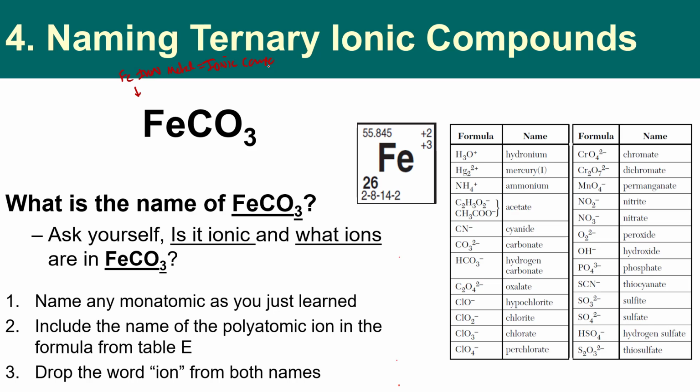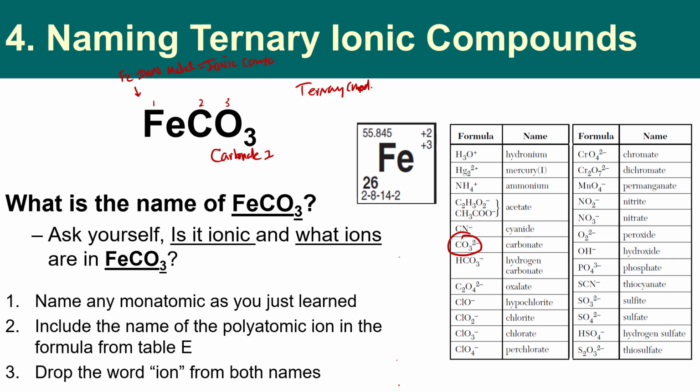That's the first step. Now, what ions are present here? Well, I have iron and I have the CO3 thing. I see 3 different atoms that are here, so I automatically know that this is a ternary compound. So I got to figure out what CO3 is. First thing I'm going to do is go to table E and I go down the column and I see, there's CO3. It's carbonate. So this is a carbonate ion.